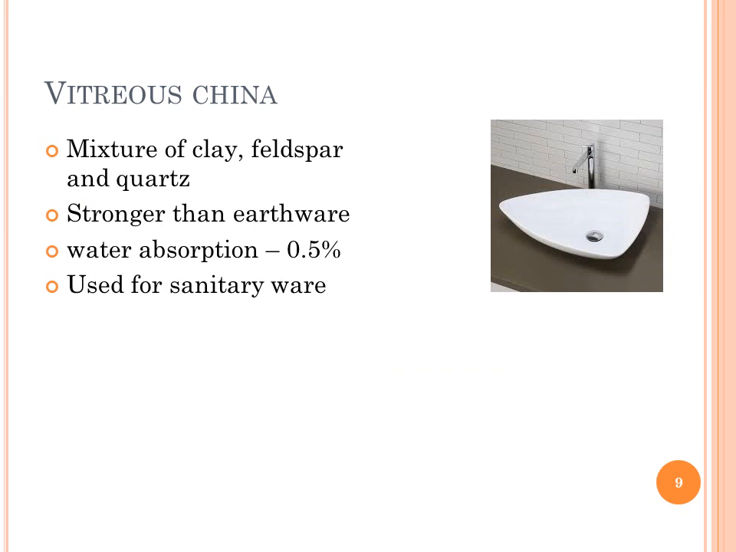Next type is vitreous china. It is a mixture of clay, feldspar, and quartz. They are stronger than earthenware. They have very low water absorption, that is 0.5%. They are used for sanitary ware.